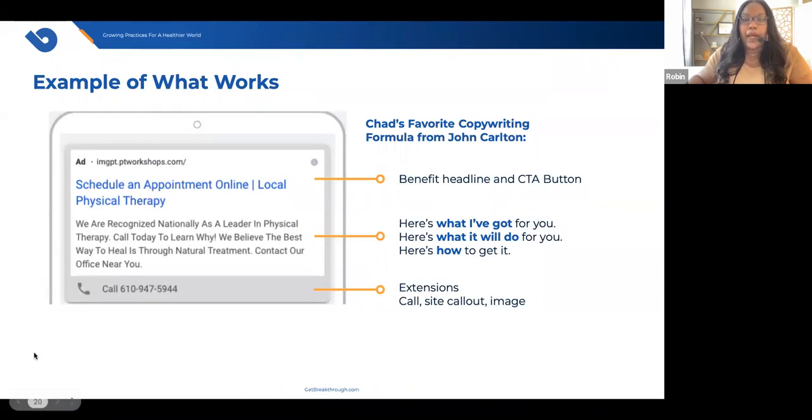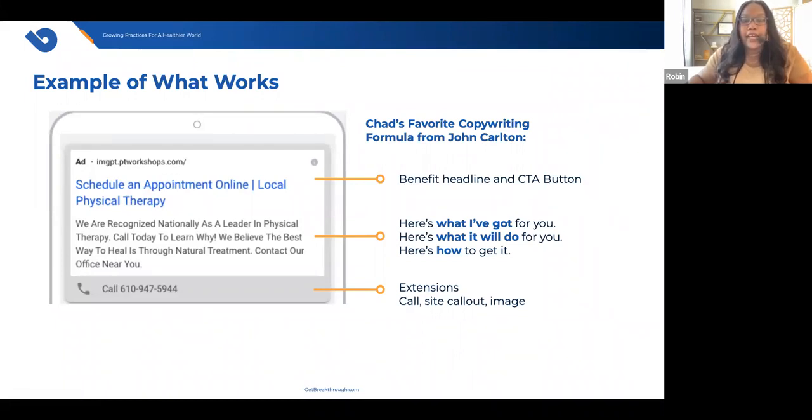So here's an example of a Google ad. So first you want to make sure you have a benefit headline. So you want to make sure that you're offering them something so they can schedule an appointment online. That makes it easy for the customer. And then when you get down to the actual description, you want to make sure you hit them with here's what I got for you, right? Here's what it'll do for you, and here's how to get it. So again, making sure that you're very clear, like contact our office near you. You always want to make sure to throw in as many calls to action as you possibly can.